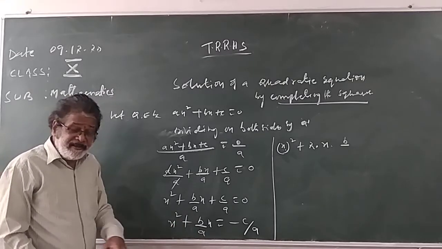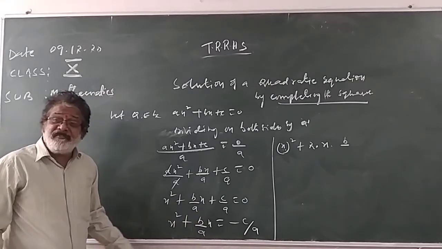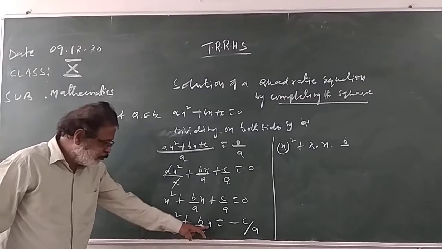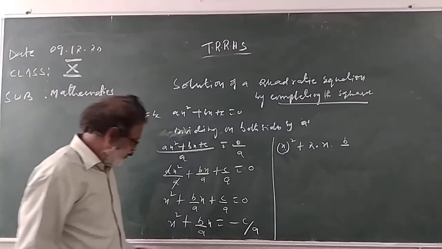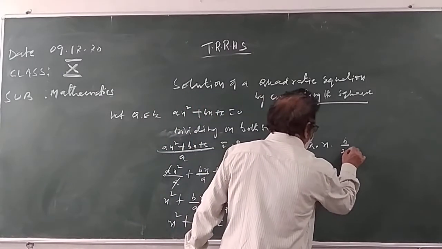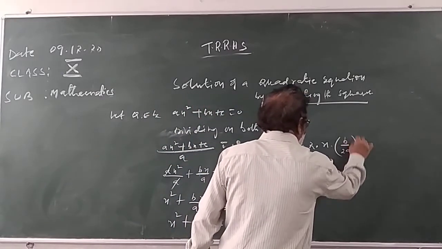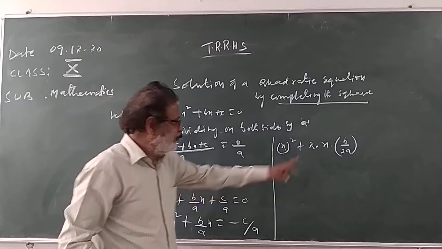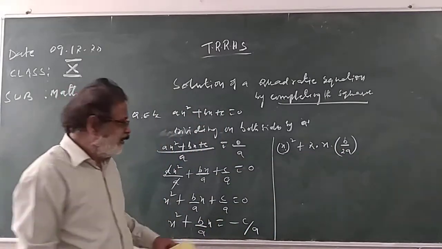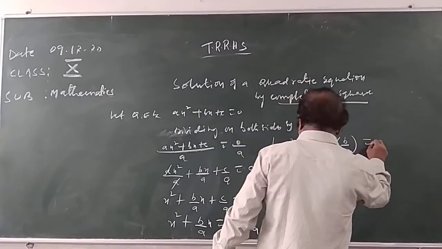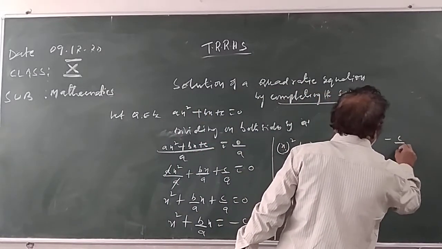The b value is half of the x coefficient. What is the x coefficient? b by a. What is half of b by a? b by 2a. See, the 2 gets cancelled. bx by a. a square plus 2ab is equal to minus c by a.